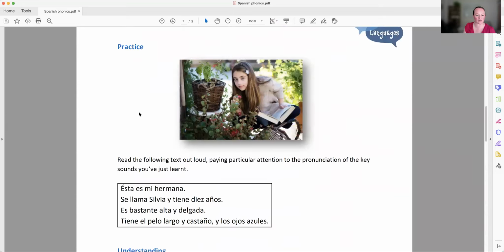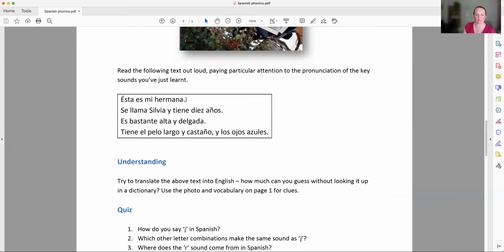So this means her name is. So se llama Silvia. Her name is Silvia. Se llama. Third sound was the R. So we've probably got a few more examples of this. So hermana, as I mentioned before, it's softer, but you still have to pronounce the R. So hermana. Largo. It's another example there. So largo. You still need to say the R in there. So el pelo largo, largo.